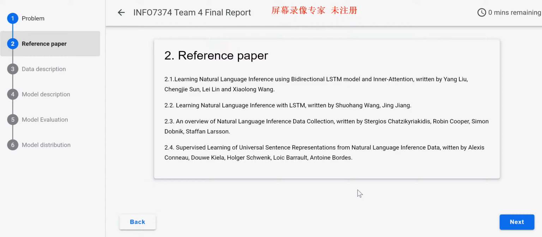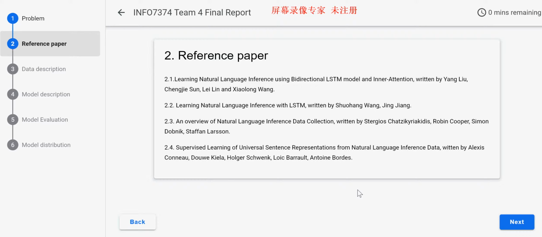Before we set up our models, we read some papers. Actually, we read more than 10 papers, but lastly, we just reviewed 4. The first one we researched is learning natural language inference using a bidirectional LSTM model and inner attention. The second one is learning natural language inference with LSTM. And then we wanted to research some datasets of NLI, because we want to further improve our model in the future and dig out some information about the datasets.